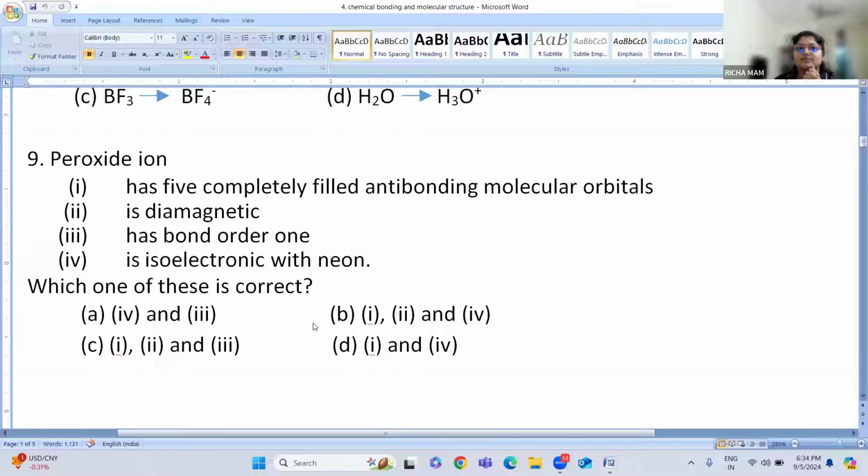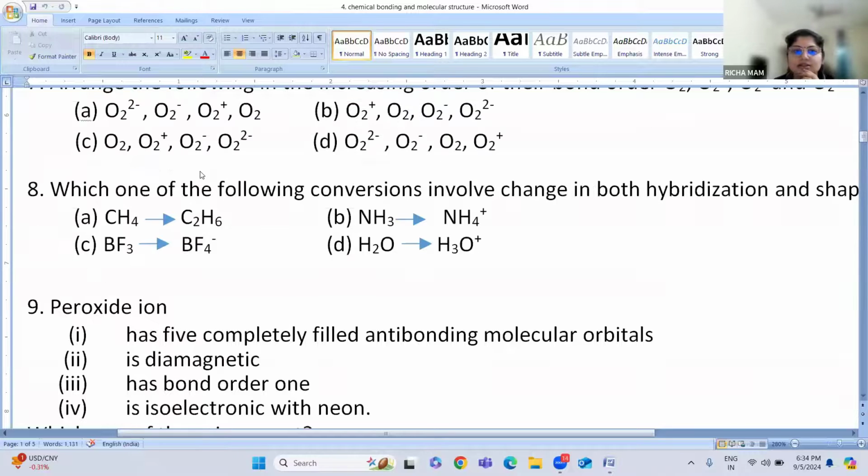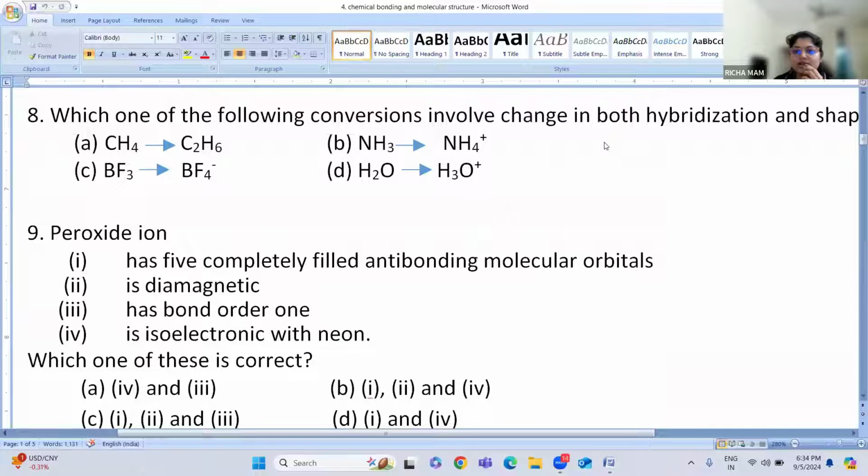Okay, so we were discussing the chapter chemical bonding and molecular structure. We have completed some 8 questions in the last class. We have seen the synopsis as well as 8 questions we have solved. So let us continue with the remaining questions. Let us start with the 9th question.